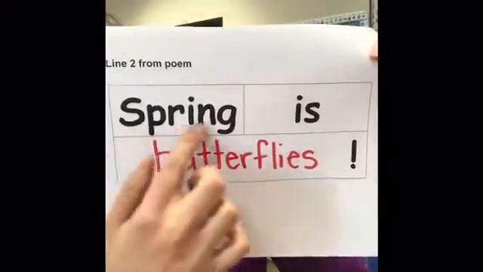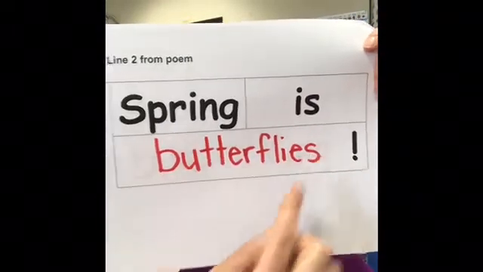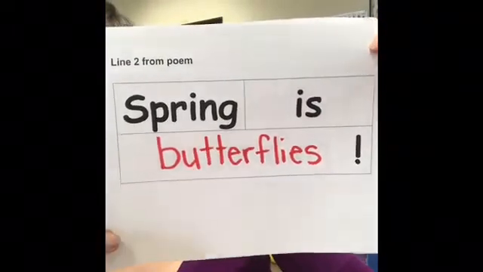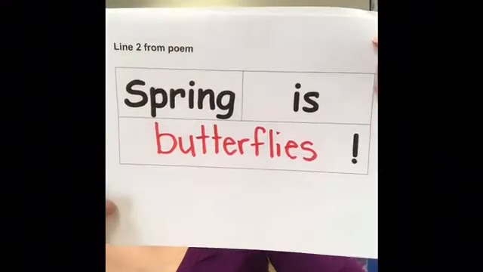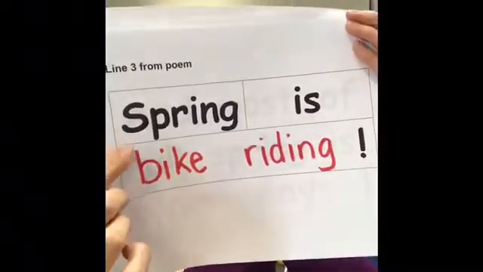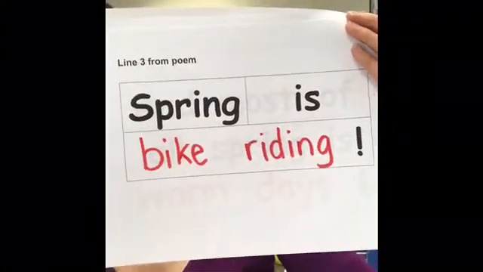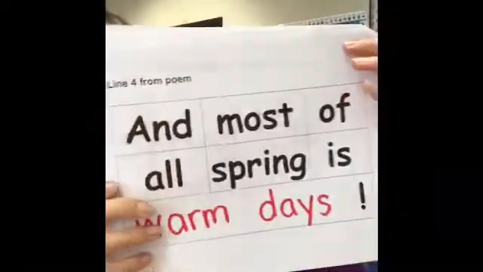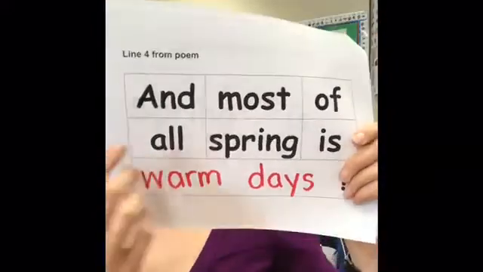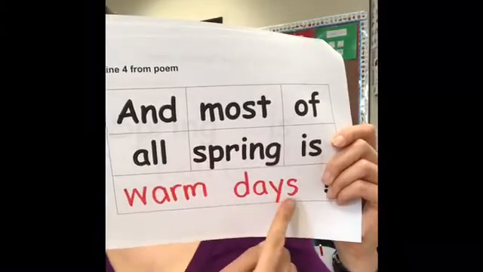Spring is butterflies. Did you remember? Or did you forget what I drew? What else did I draw? Do you remember the next thing? Something I like to do outside, right? Do you remember? Spring also is a B word. Bike riding. And my favorite thing about spring was that it has warm days. And most of all, spring is warm days.